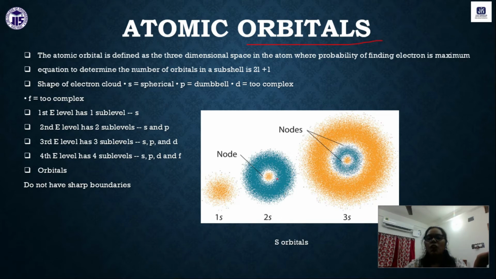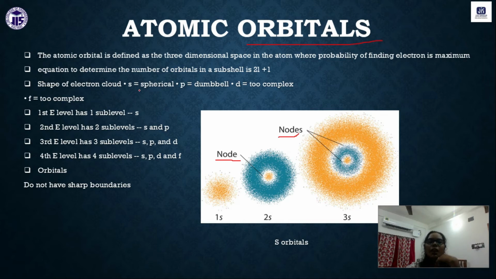Okay, so these are some of the s orbitals. S orbitals are generally spherical. And here you can see the blue zone, that is the zone of probability of finding the electron. So this is called orbital. Now what does node mean? Node actually means that there we have a very small probability of finding electrons, so that are called nodes.